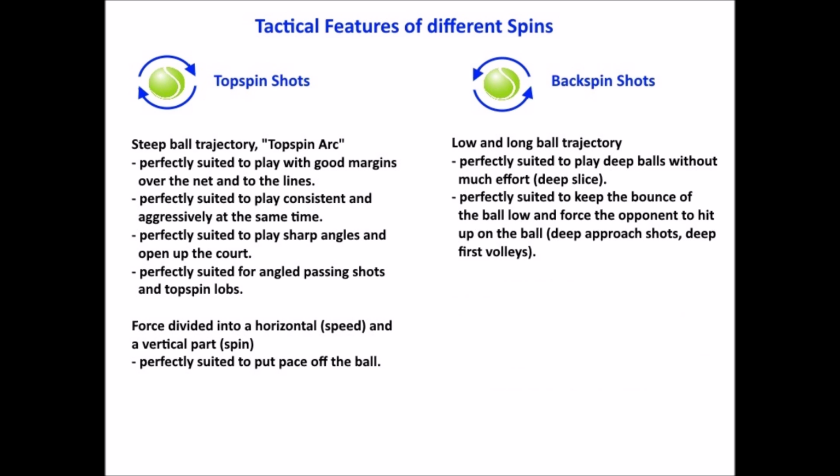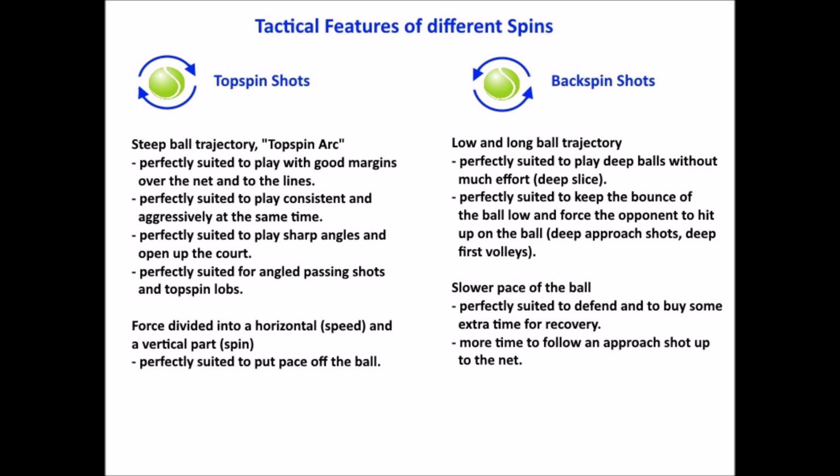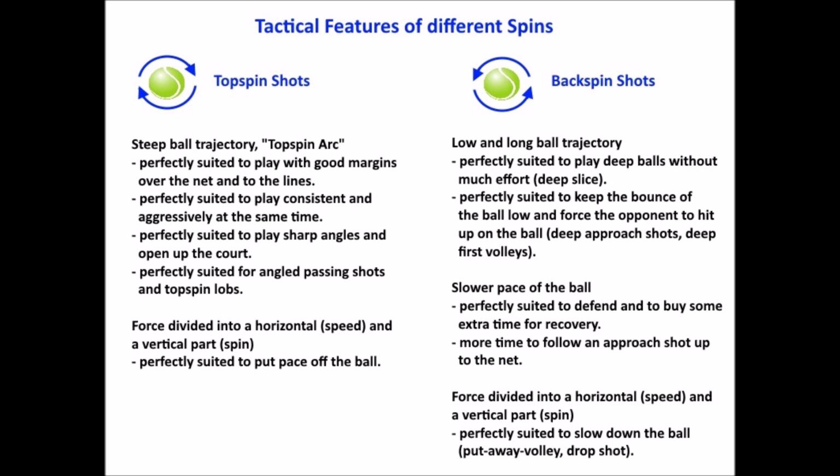Due to the low and long ball trajectory, backspin shots are perfectly suited to play deep balls without much effort. They're perfectly suited to keep the bounce of the ball low and force the opponent to hit up on the ball. Due to the slower pace of the ball, they're perfectly suited to defend and to buy some extra time for recovery, and they allow more time to follow an approach shot up to the net. Due to the force division into a horizontal and a vertical part, they're perfectly suited to slow down the ball, for example for the put-away volley or the drop shot.